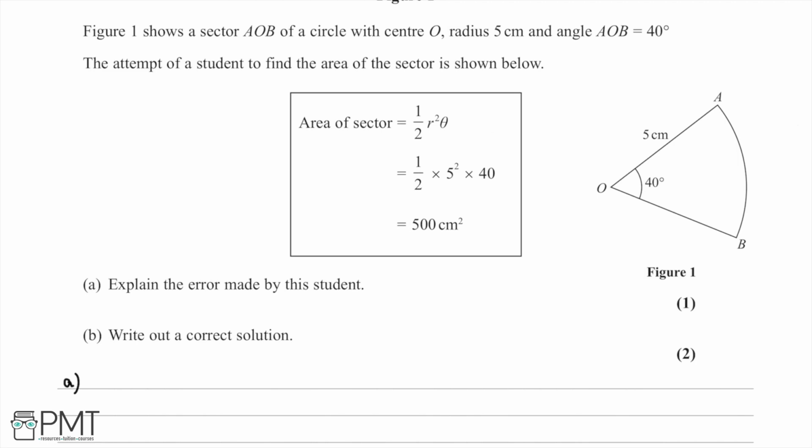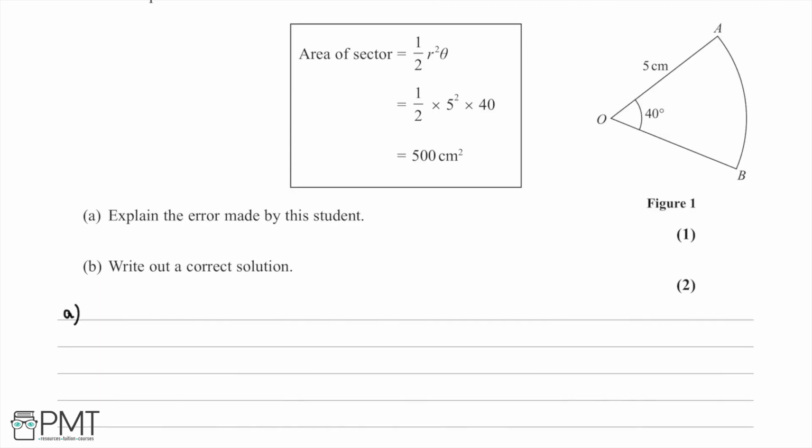So just quickly, we can see that they have a formula to work out the area of the sector. They then substitute in their values and then come to a conclusion of 500 centimetres squared. So in part A of this question, we're asked to explain the error made by this student. So we can see the formula that they've used.